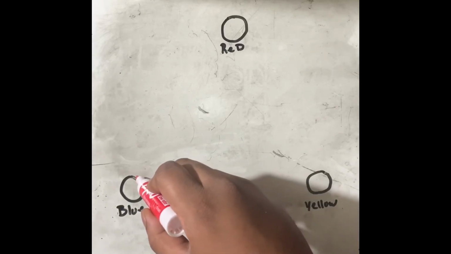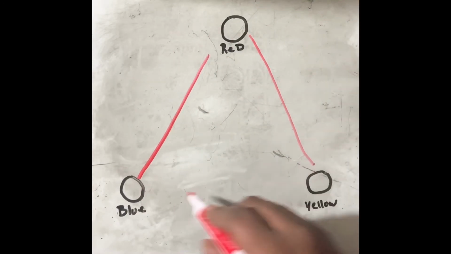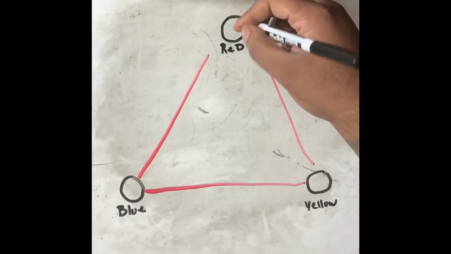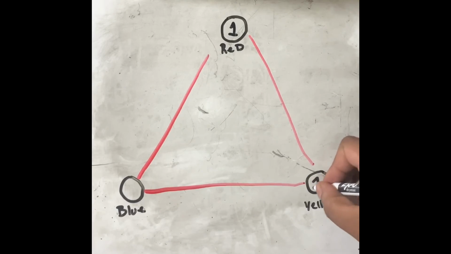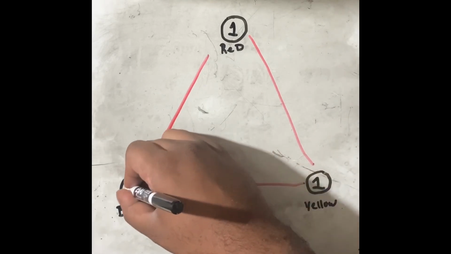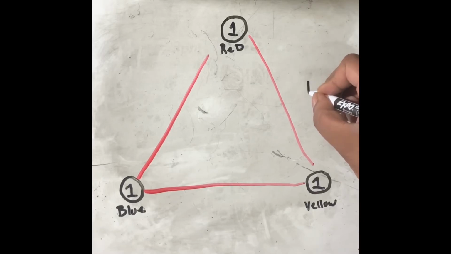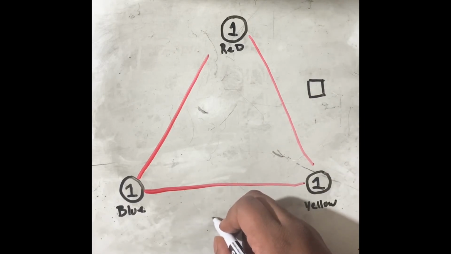I'm gonna use a red marker to connect all of our primary colors. And to cut down on any confusion, I'm also going to mark each primary color with the number 1. Similar to primary, I'm going to differentiate our secondary colors by drawing a square and writing the number 2 inside of each one.